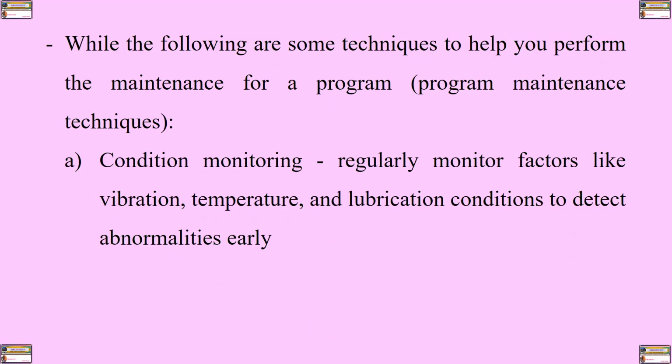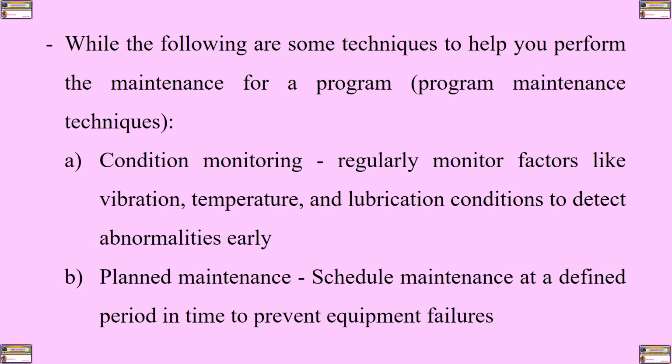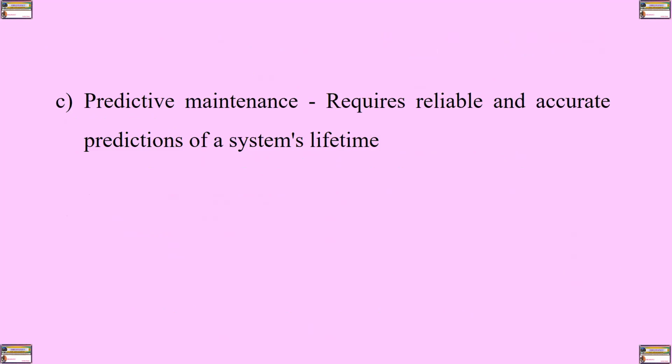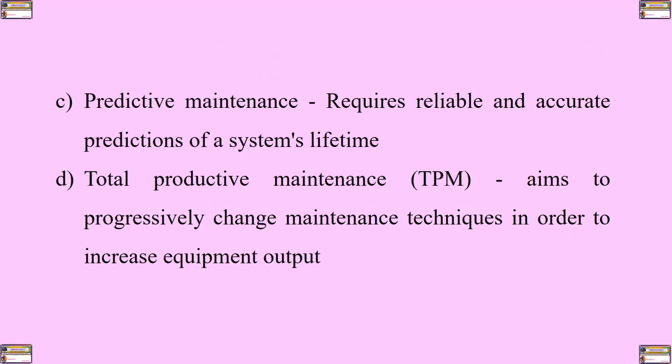One, condition monitoring. Regularly monitor factors like vibration, temperature, and lubrication conditions to detect anomalies early. Number two is planned maintenance. Always schedule maintenance at a defined period in time to prevent equipment failures. Number three is preventive maintenance or predictive maintenance. It requires reliable and accurate predictions of a system's lifetime. Number four is total productive maintenance or TPM. It aims to progressively change maintenance techniques in order to increase equipment output.